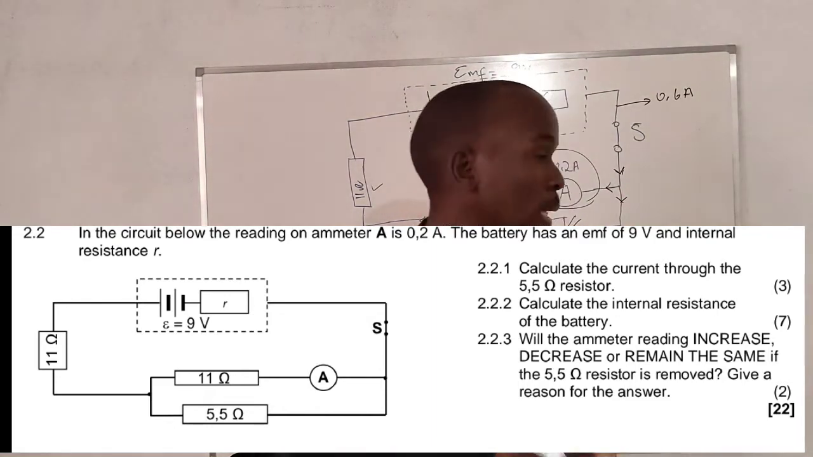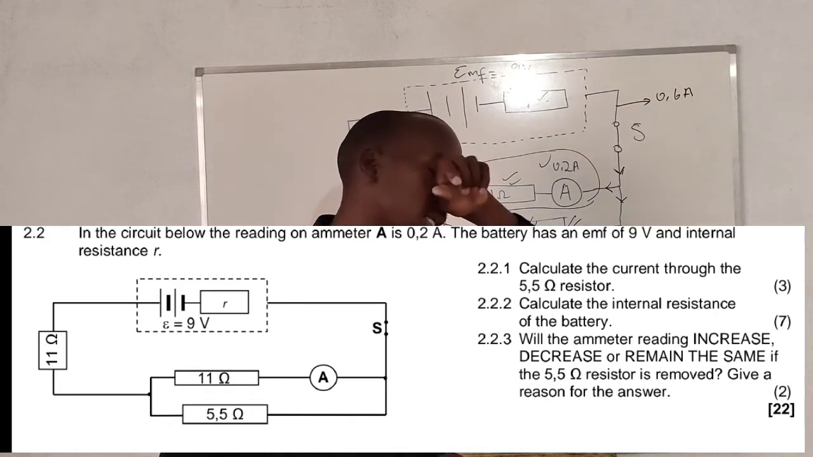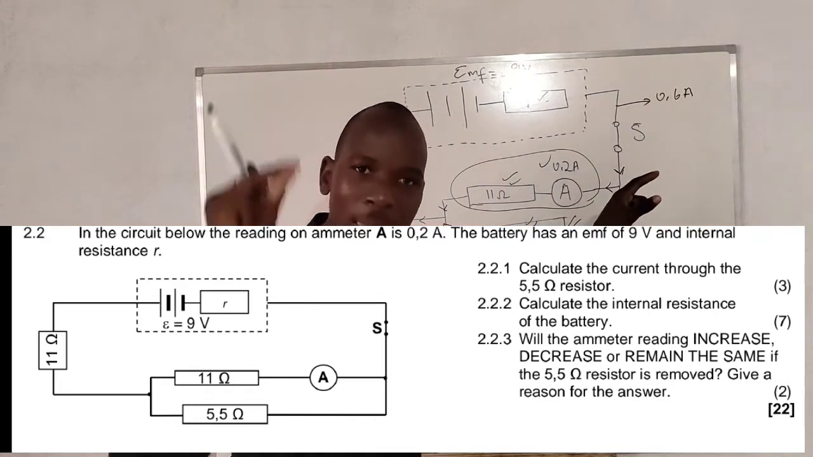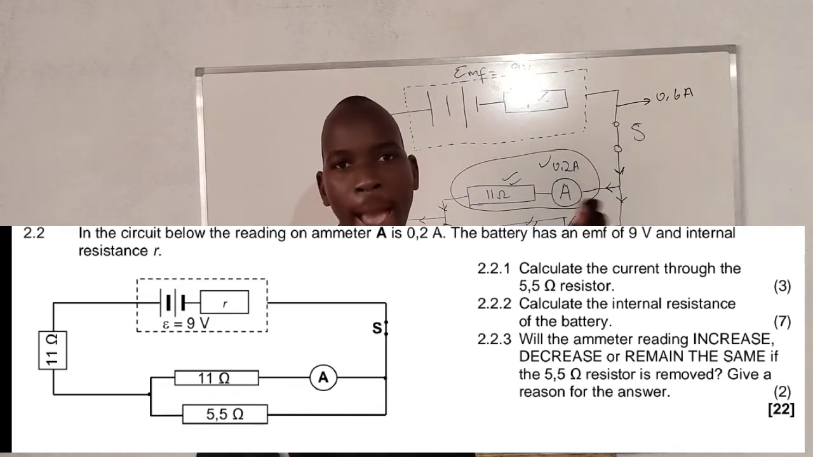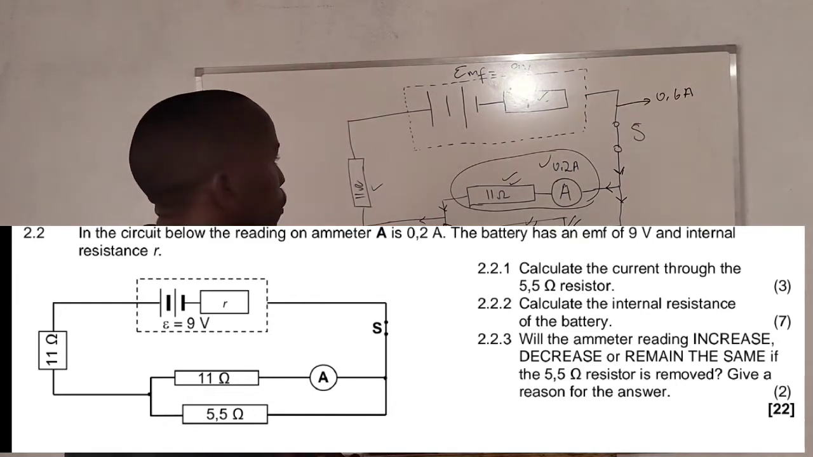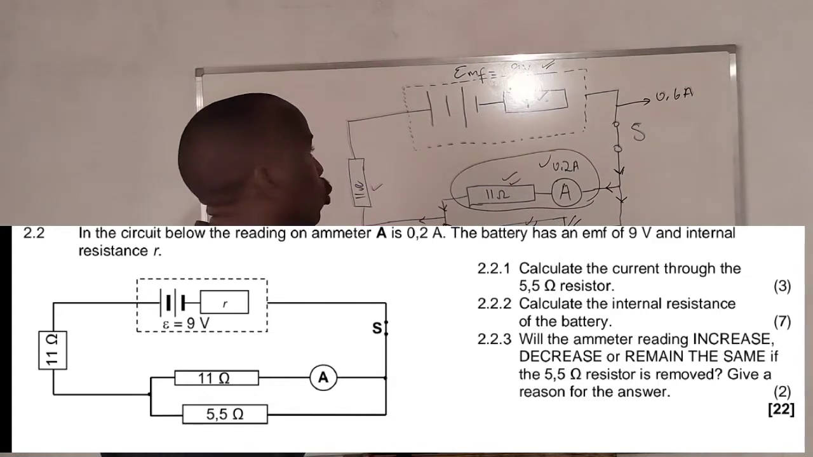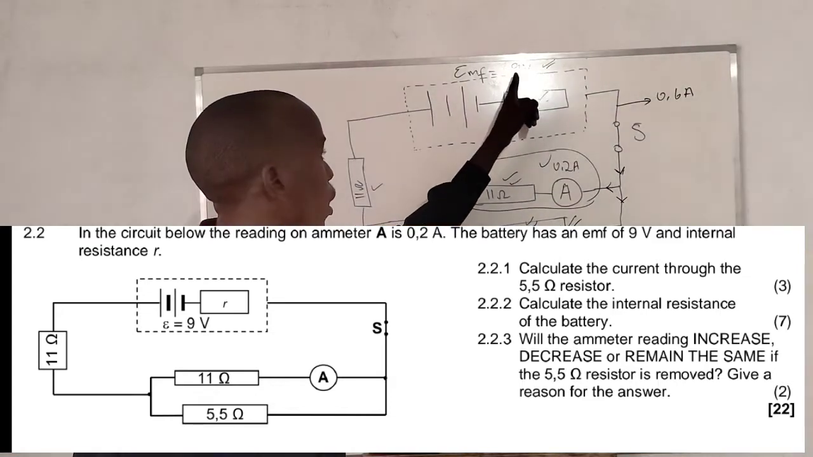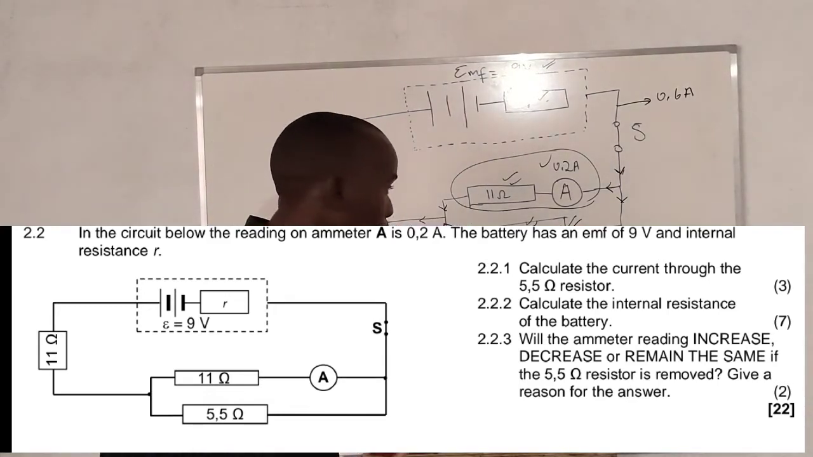So what I like is that in our previous question, we already calculated the total current in the circuit, and it was found to be 0.6 amperes. So we have already calculated the total current. It is 0.6 amperes. We know the EMF of the battery. The EMF of the battery is 9.9 volts. So that is the EMF of the battery.